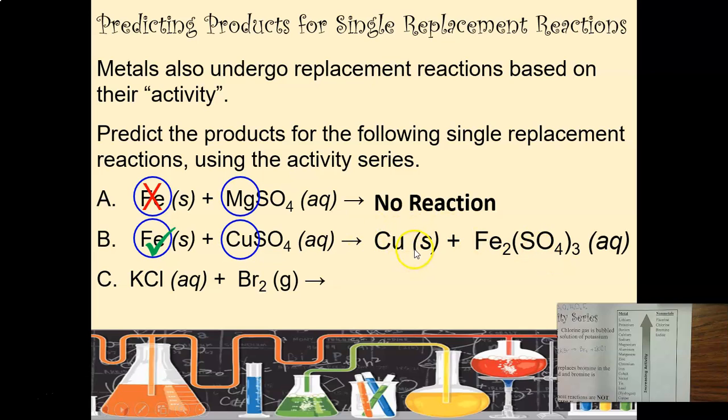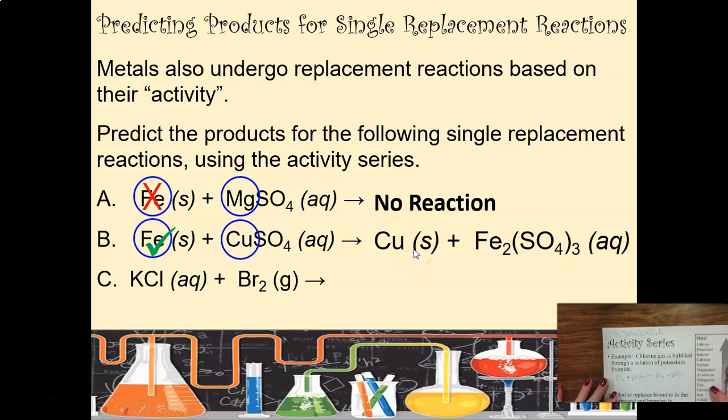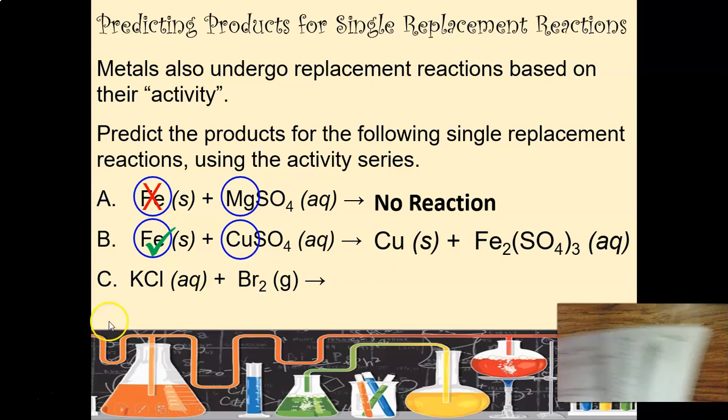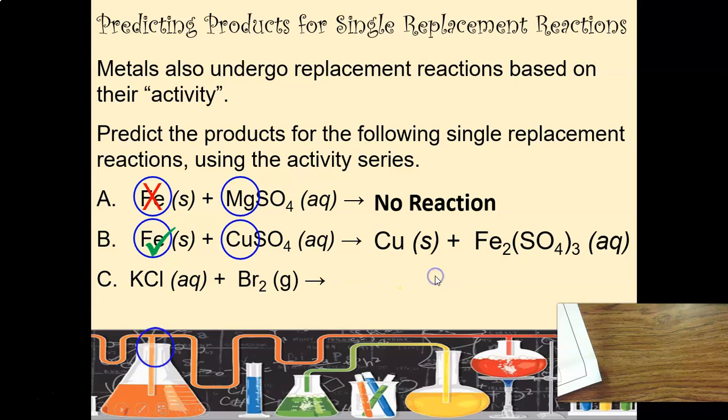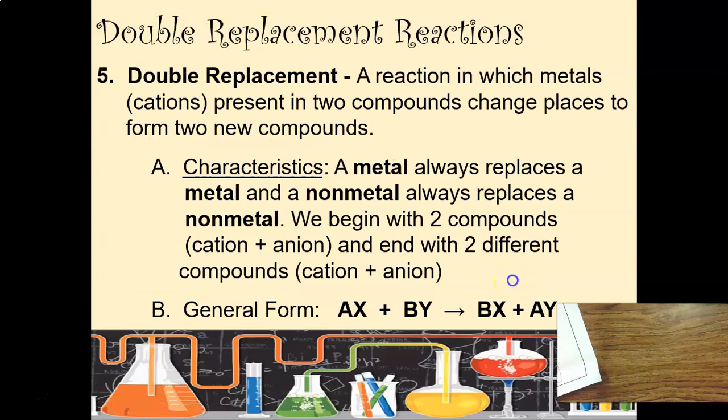Okay. Copper does not get a subscript of 2. Only the diatomic atoms do. Copper is not one of these. Okay, so that last one that we looked at, could bromine replace chlorine in that reaction? Nope, sure can't. No reaction. And we love those. Those are easy.